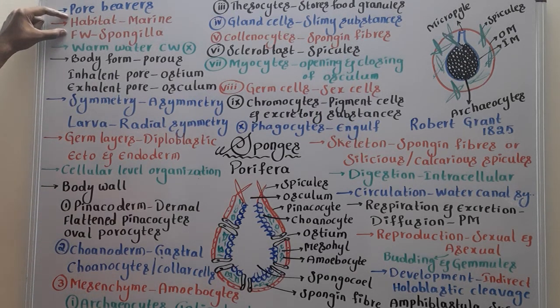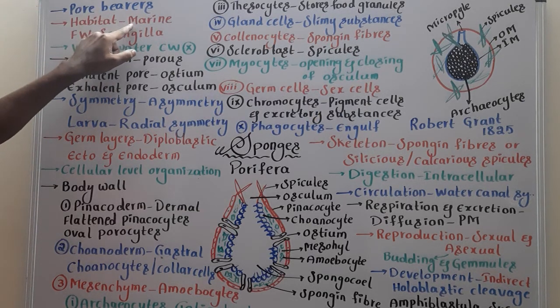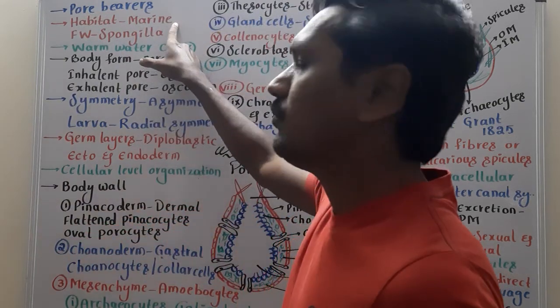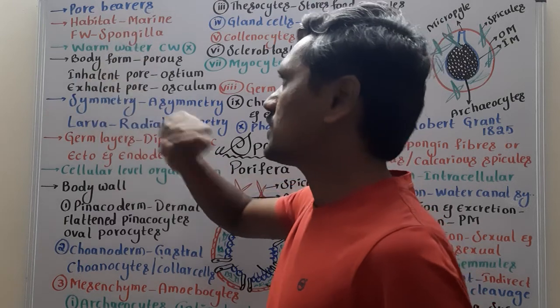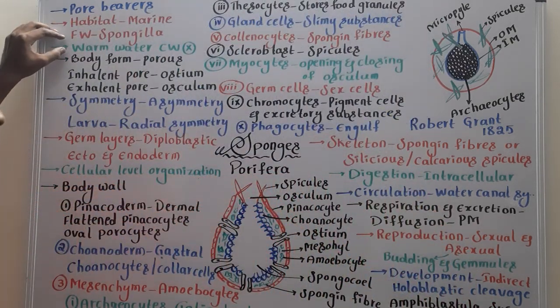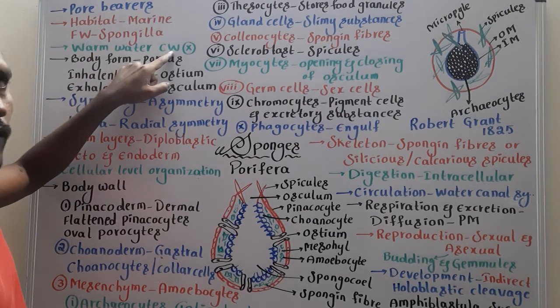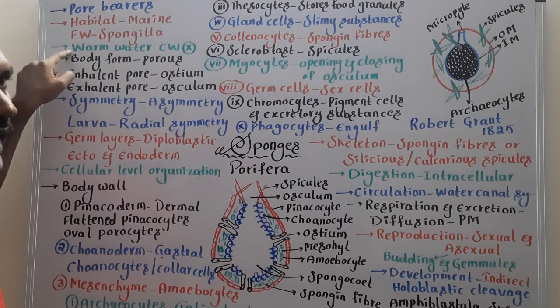The habitat. Mostly these poriferans survive in marine conditions, in salt water only we can see them. Very rarely we can see freshwater sponges, like Spongilla is the example. Then these sponges we fail to find in cold water. We will see sponges only in warm water. They like staying in warm water, not in cold water.